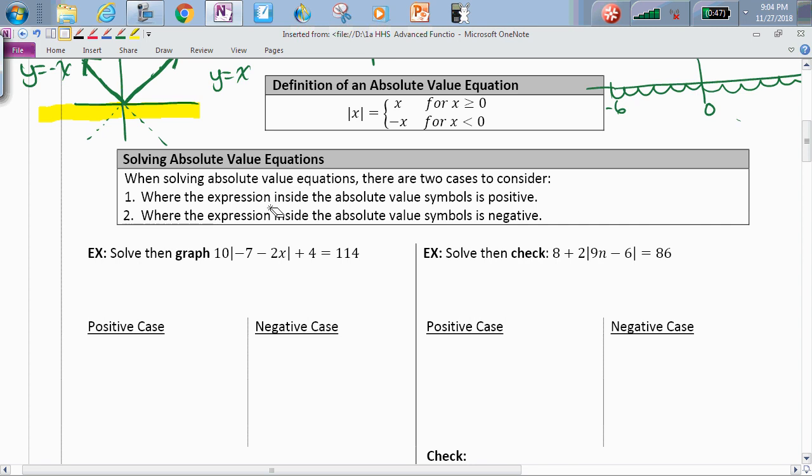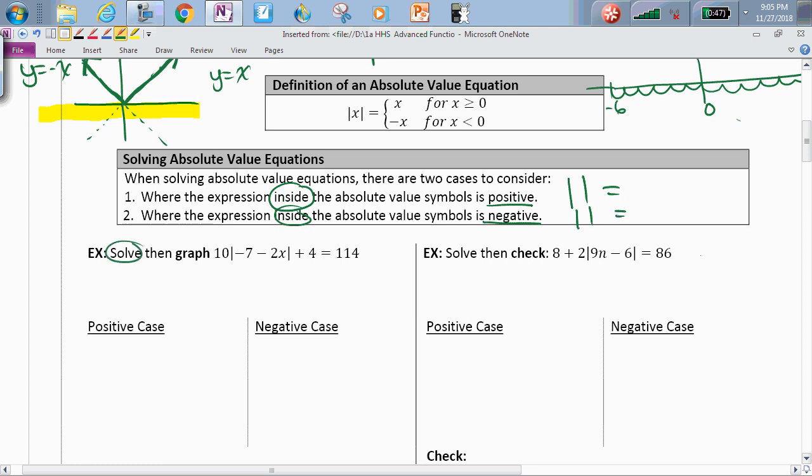Okay, so when solving these equations, there are two cases to consider. The first is when the expression inside the absolute value was originally positive, and the second is when the expression inside the absolute value was originally negative. Because if it's positive, we do the absolute value, we get our answer. If it's negative, we do the absolute value, we should get the same answer.